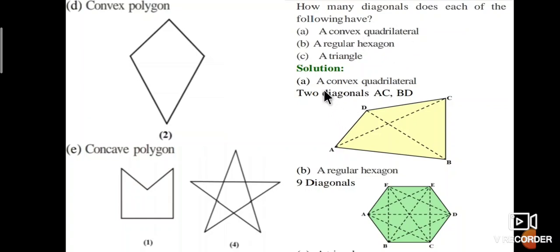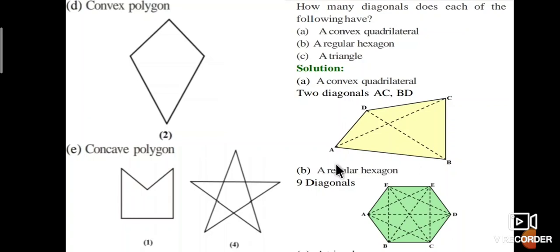We observe that a convex quadrilateral has two diagonals, AC and BD. This is a convex quadrilateral. In this quadrilateral, AC and BD are the two diagonals. Therefore, a convex quadrilateral has two diagonals.